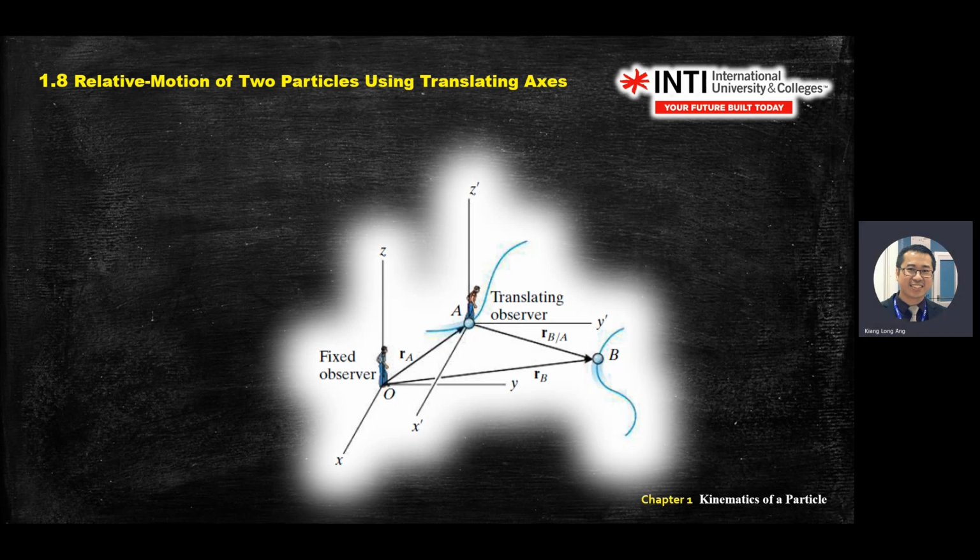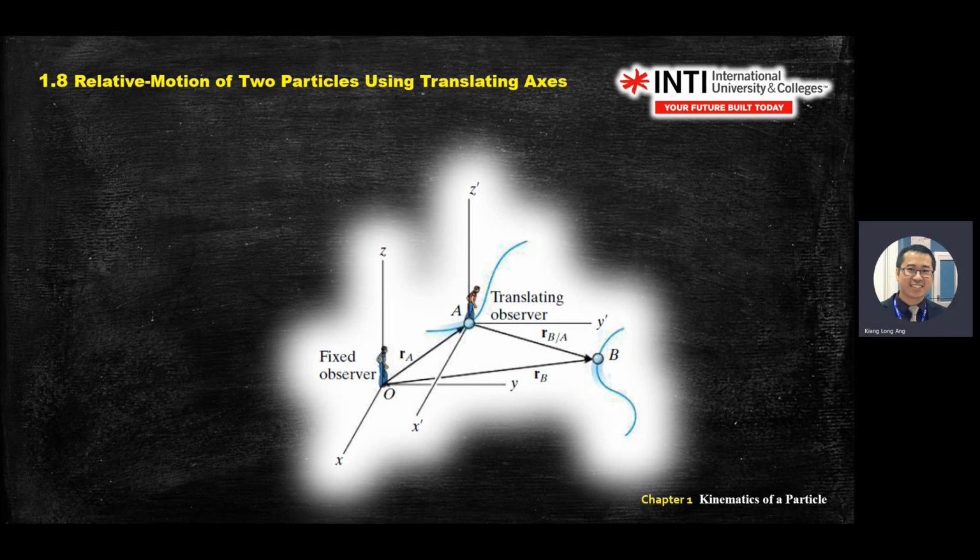And then the A, translating observer, you can also relate the speed between A and B as both objects are moving. We label it as RB stroke A. Okay, a cheat code to break this vector RB stroke A: memorize, transfer, stroke becomes a negative sign. You can write RB minus RA. This is just a cheat code.